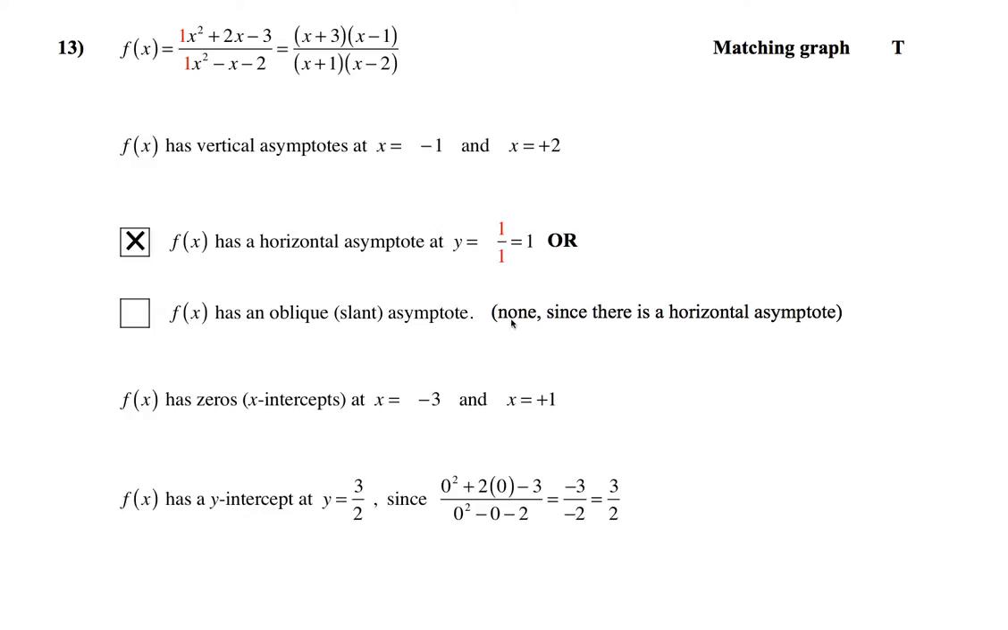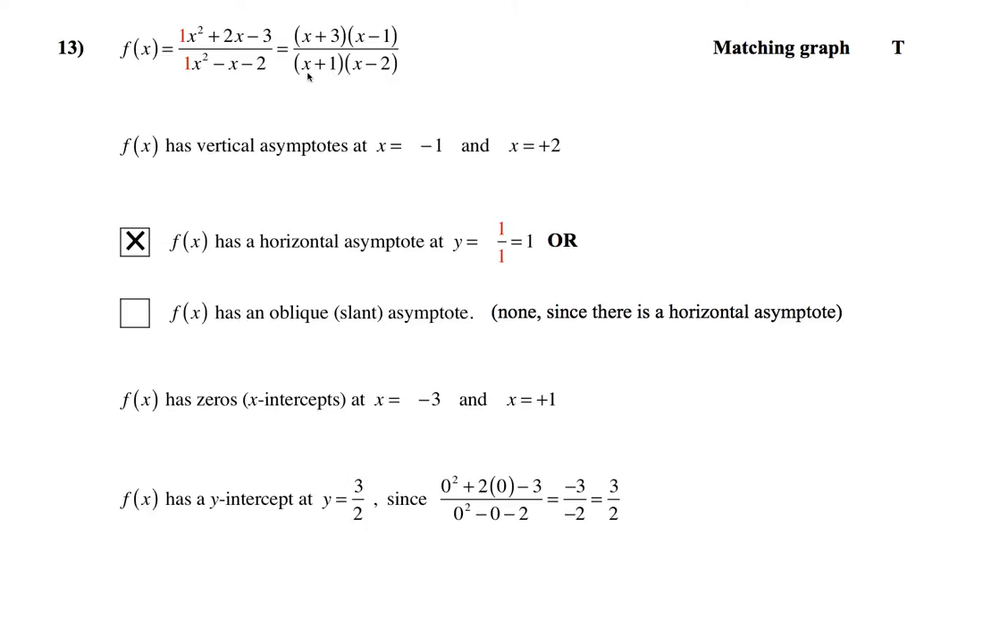A couple of the matching questions, starting with question 13. In this case, we have a rational function, rational because it's a fraction with a polynomial in the numerator and a polynomial in the denominator. And we're first asked for vertical asymptotes. To find those, we look at the denominator. I present it here in factored form, so they're easier to spot.